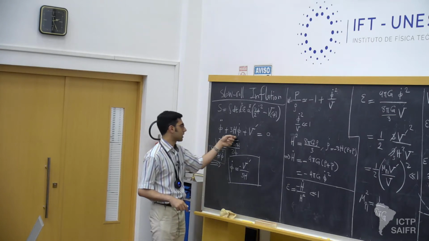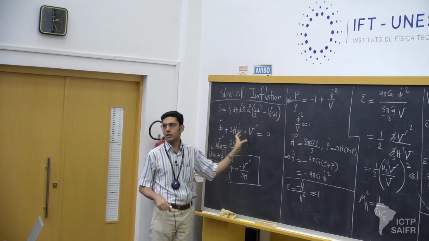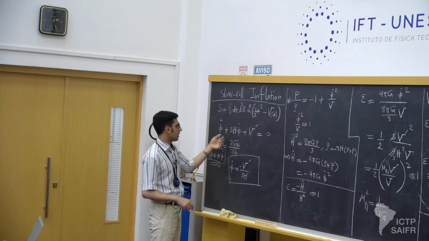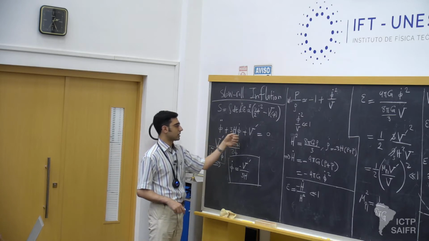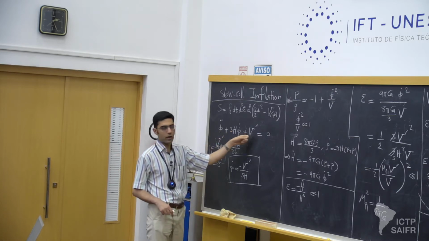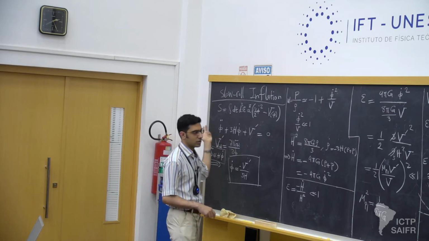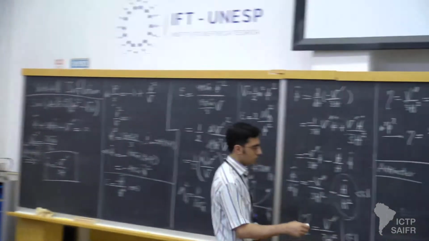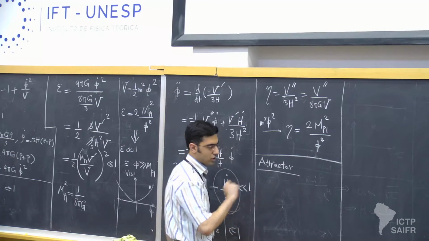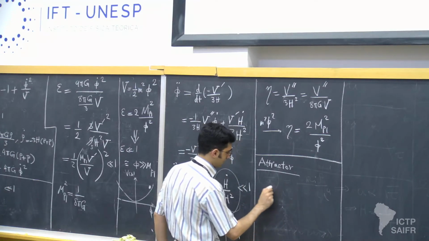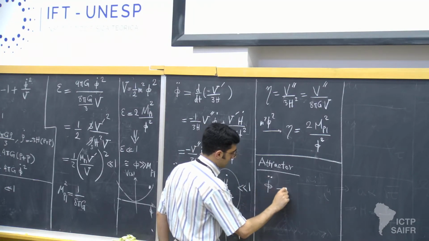Now, let's assume that we don't satisfy this condition. Therefore, this 3h phi dot, for instance, is much larger than V prime, and also this phi double dot. So the slope of the potential is irrelevant. I can just look at this system.